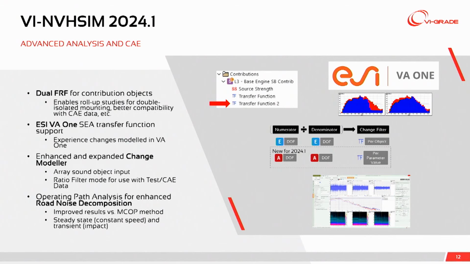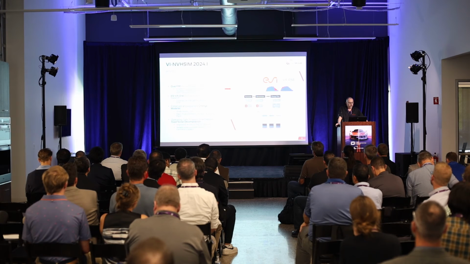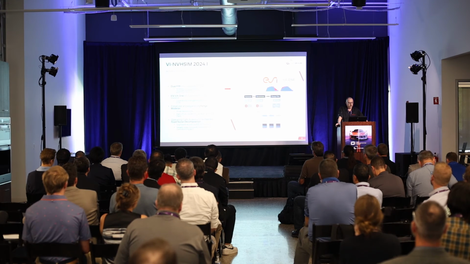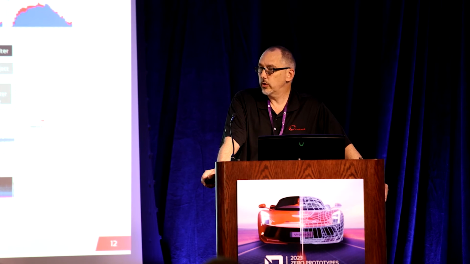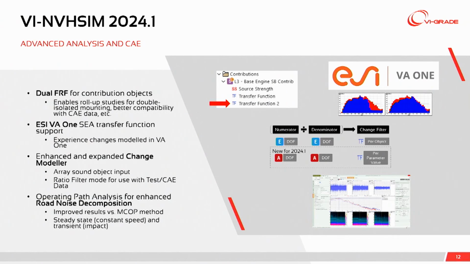We have support for doing transfer functions coming out of VA One SEA toolset from ESI. We've enhanced and expanded some chain modeling capability to move towards array sound processing. And then there's a new operational path analysis capability for doing road noise decomposition to break out the various sources of road noise.